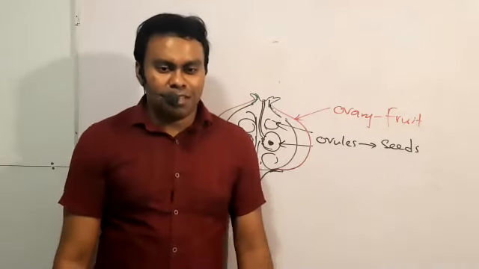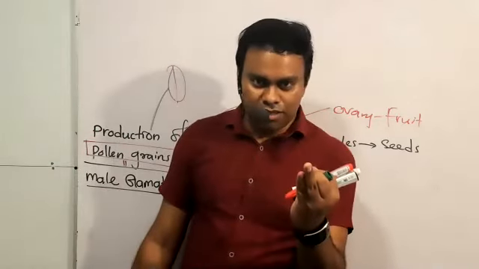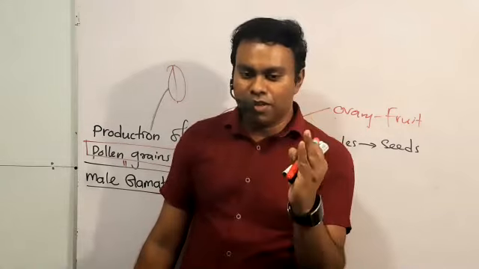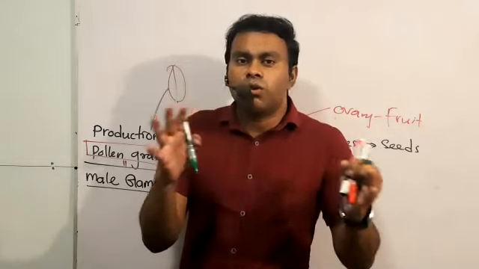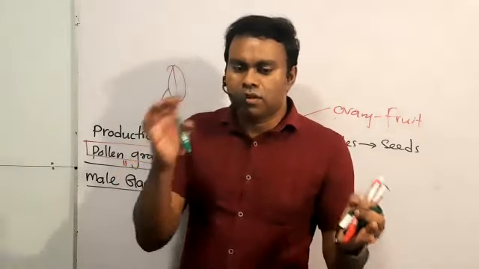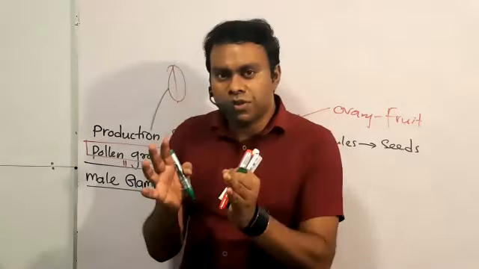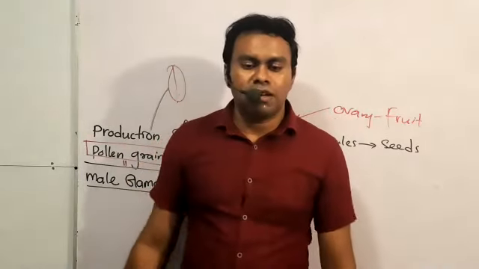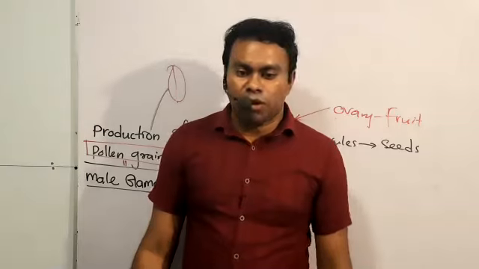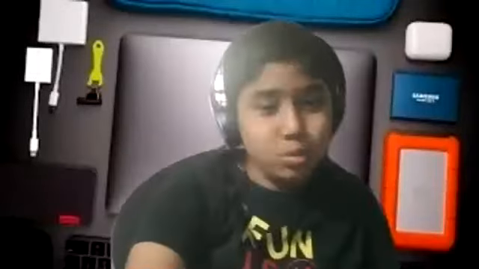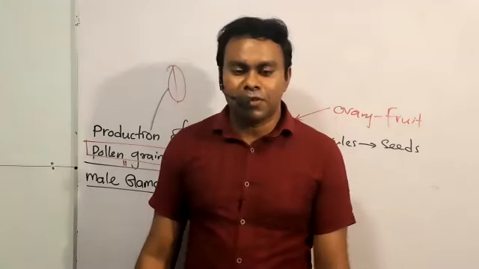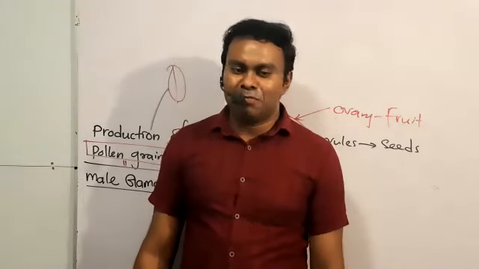You know this? Sometimes there's only one flower, but it makes more seeds. One flower, one fruit, more seeds. Example, pomegranate, guava, apple, orange. Good. Then I'm going to ask a question.